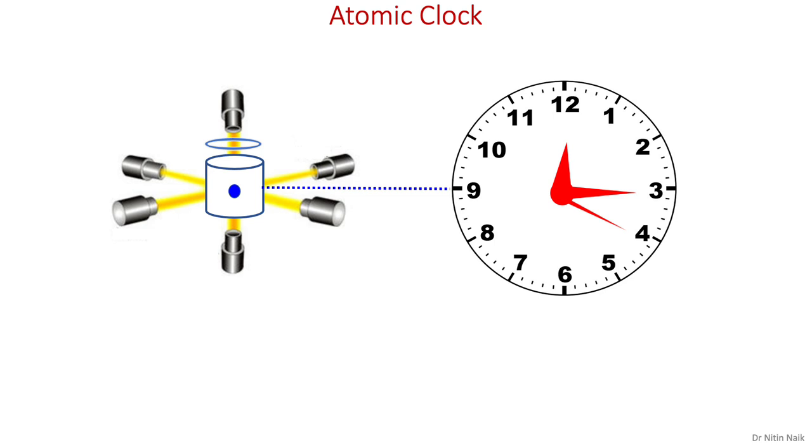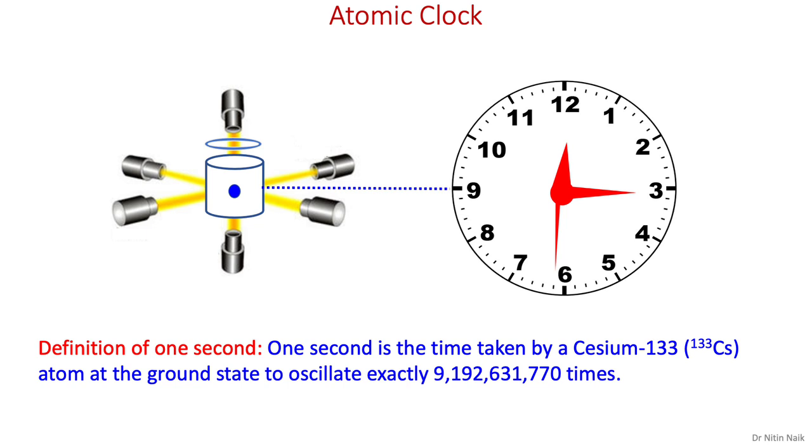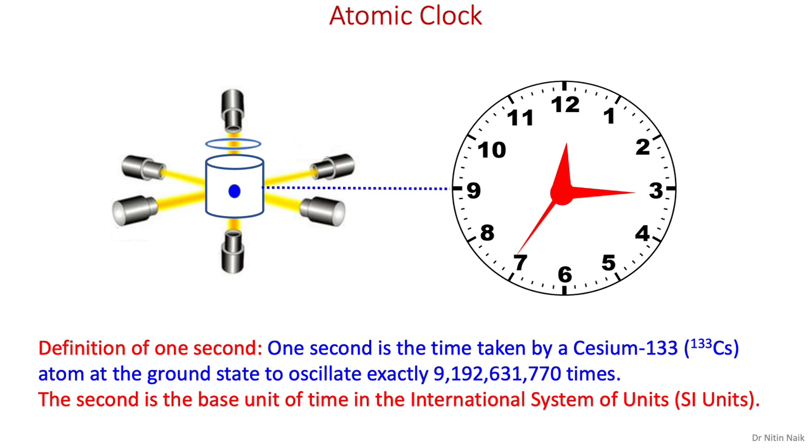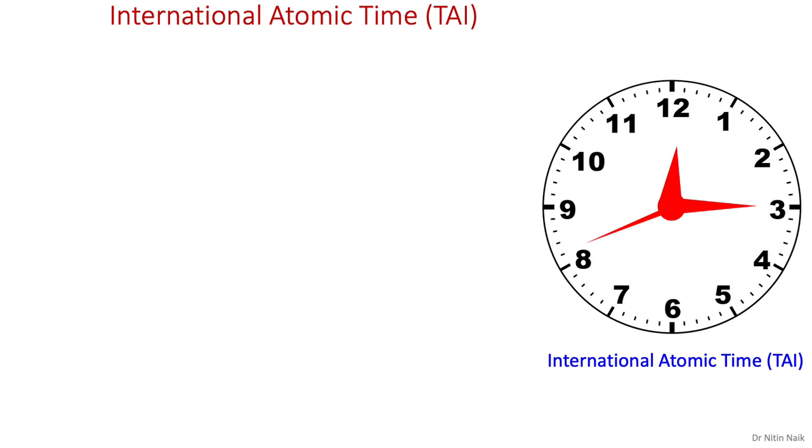This frequency is the natural oscillation frequency of the cesium atom and is used to define the SI unit of time, that is 1 second. So, 1 second is the time taken by a cesium atom at the ground state to oscillate exactly 9,192,631,770 times. We have discussed various types of clocks.